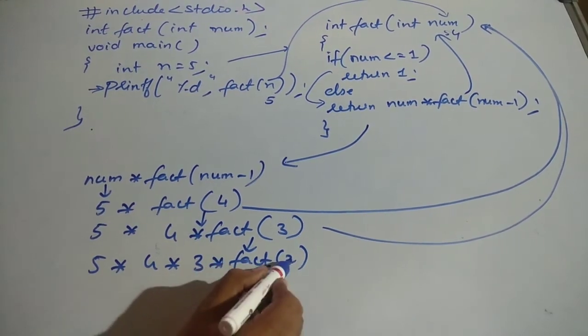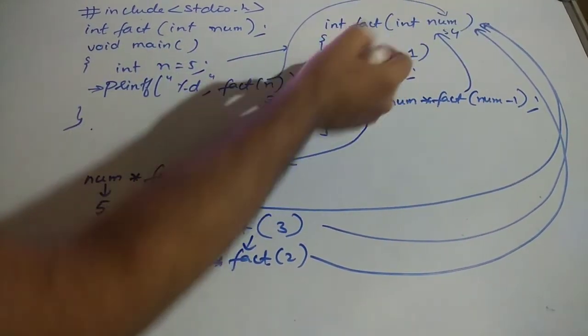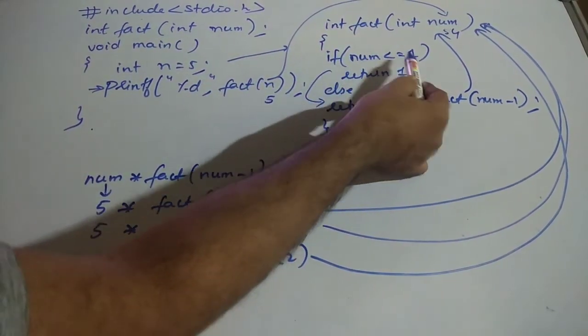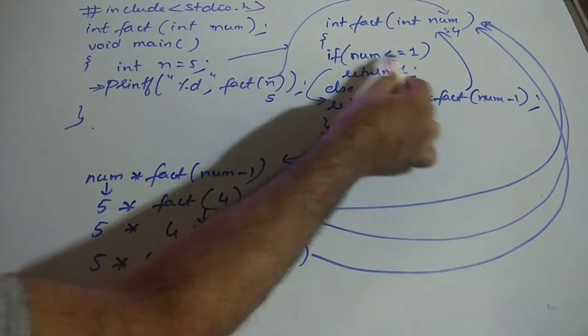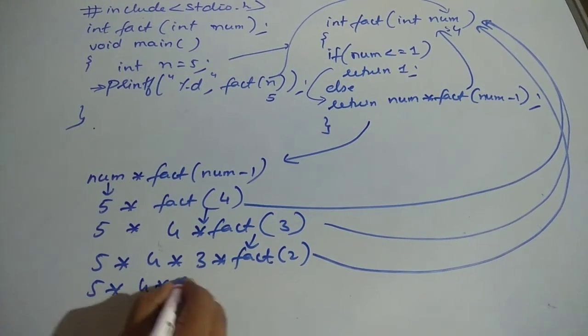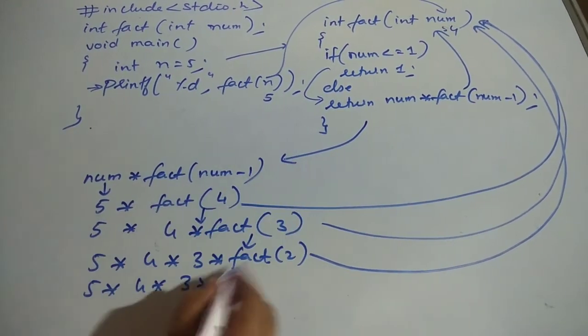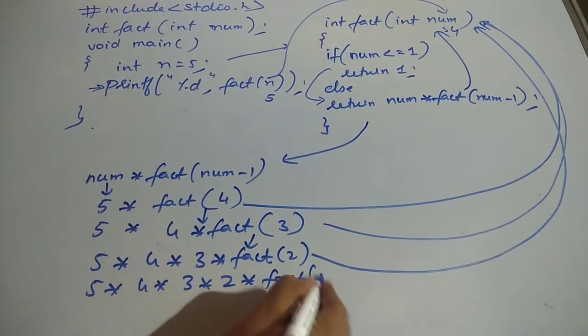When you are evaluating, again you can see there is a function call, and the new value for number is 2. So again the same function is called here. Again it is testing number less than or equal to 1. So what is number? 2. Is 2 less than or equal to 1? Condition is false. Go for the else part. What is number there? 2. 2 into fact of 1.